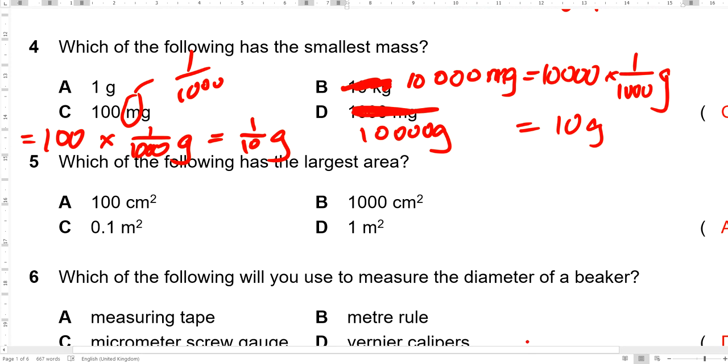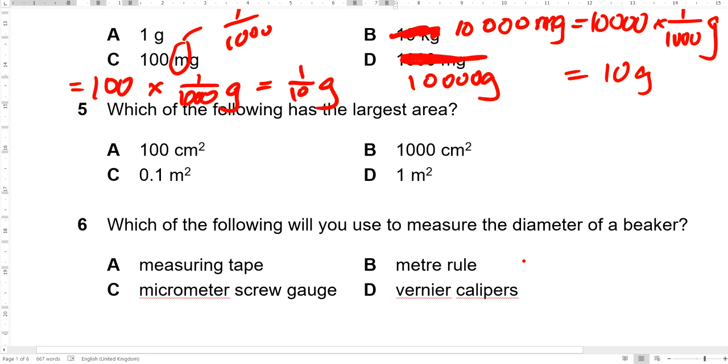Okay, question 5. Which one has the largest area? So you see, when you have things in square centimeters and you have things in square meters, it becomes very difficult for us to compare. So we need to change everything to the same unit. Do you want to change to square meters or square centimeters? What do you prefer? Square centimeters? Okay. Is it because you don't like to work with many decimals?